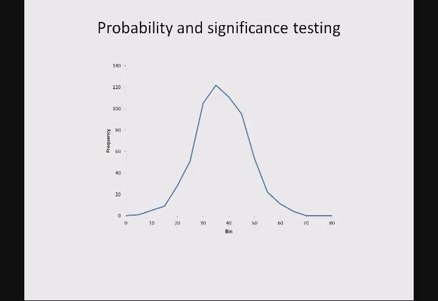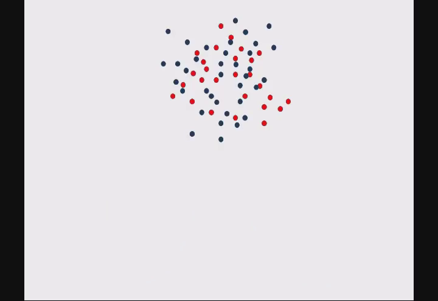So this is the normal distribution that you've already heard a lot about, and this is the basis of a lot of significance testing that we do in biology. So you already understand the importance of sampling.